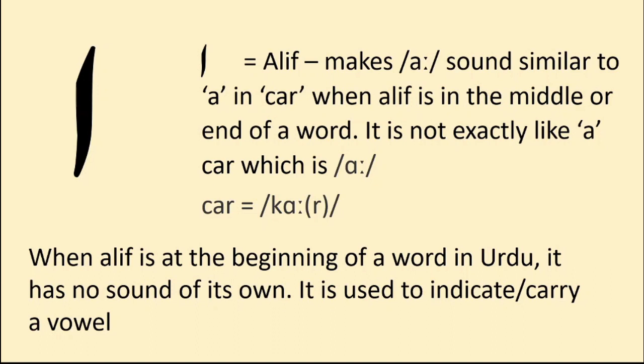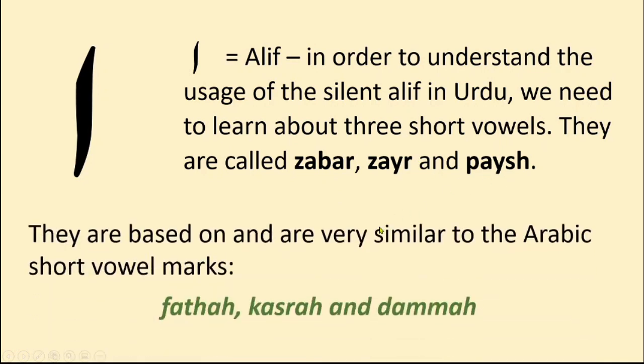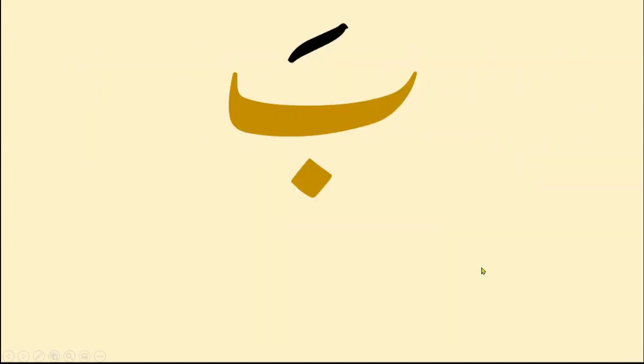Okay, now I'm going to explain to you in a bit more detail. In order to understand the usage of this silent alif in Urdu, we need to learn about three short vowels. They're called zabar, zer, and pesh. If you know the Arabic language, they're used in Arabic as well. In fact, they are based on the Arabic fatha, kasrah, and dhamma. Right? So let's look at this.